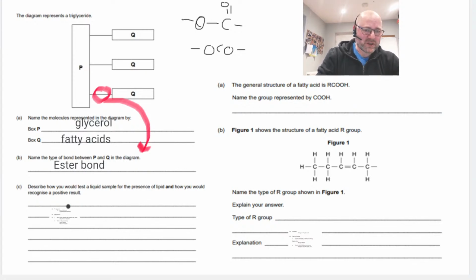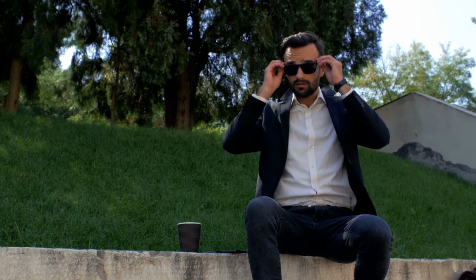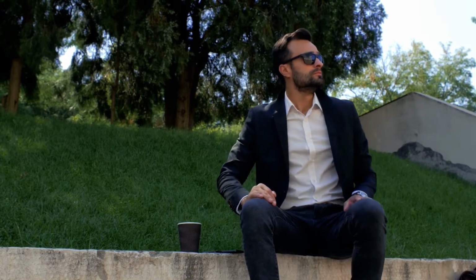All right. Well, we've already just done this. Describe how you test a lipid sample for the presence of lipid. So going over here, what's the group represented by COOH? You might remember from your GCSE chemistry if you did triple science. Jeez, dude, you're on fire. Yeah, absolutely. Absolutely right.